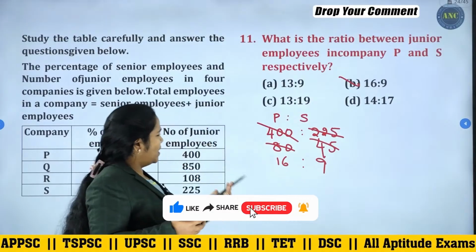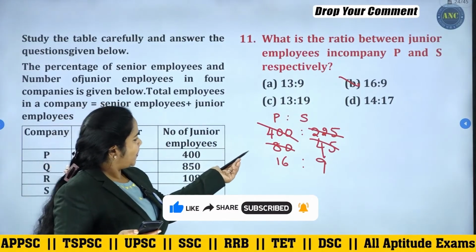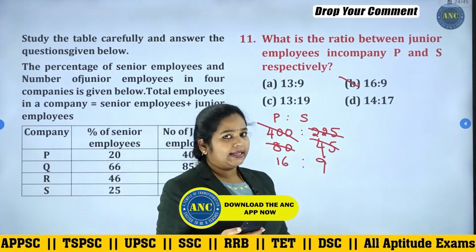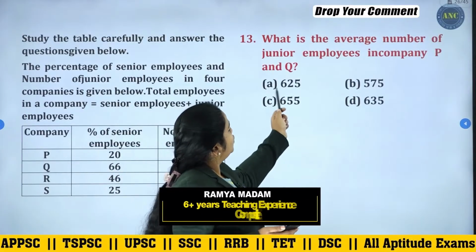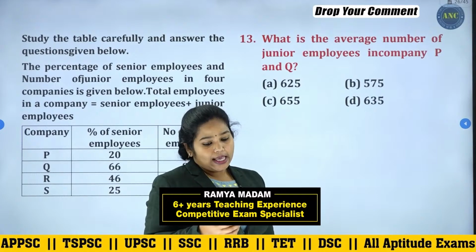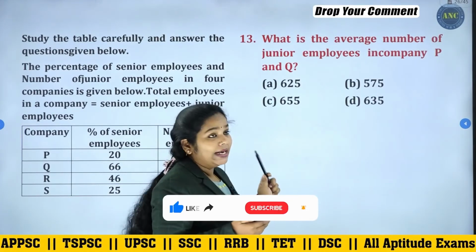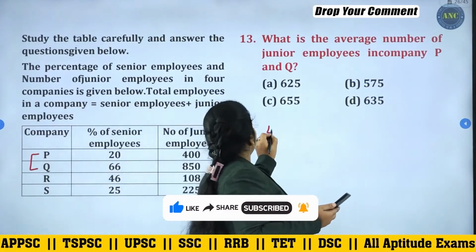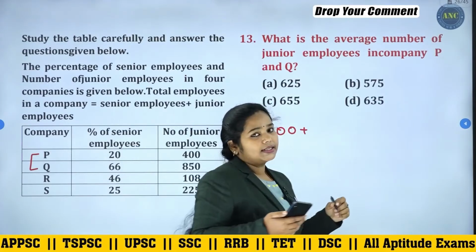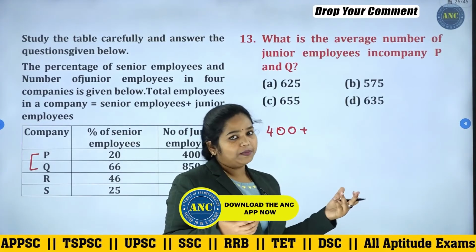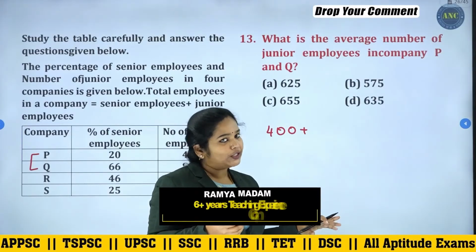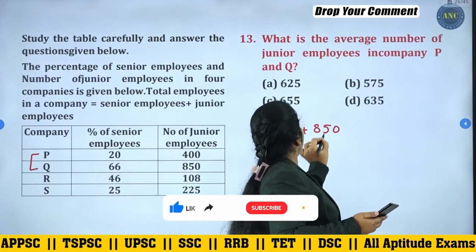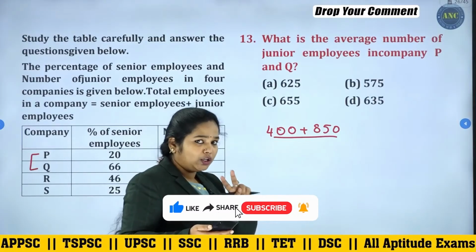16 is to 9. Here we don't have anything else to do, right? Yeah, this is a basic calculation. Here again I will tell you one common mistake. What is the average number of junior employees in company P and Q? In company P it's 400. What is the formula for averages? Sum of observations by number of observations. So, company P and Q, sum of observations is 400 plus 850 divided by how many observations we are taking here? Only 2 observations.